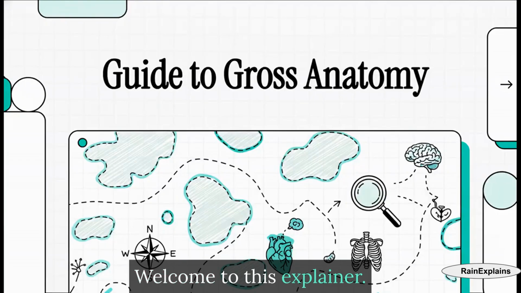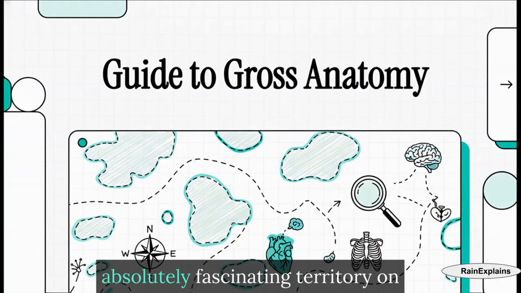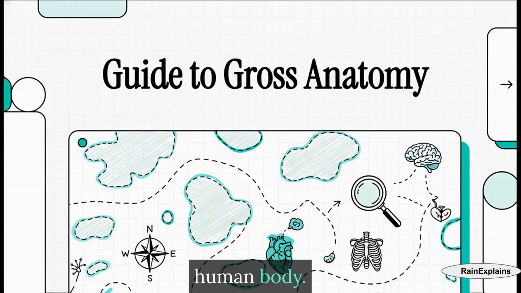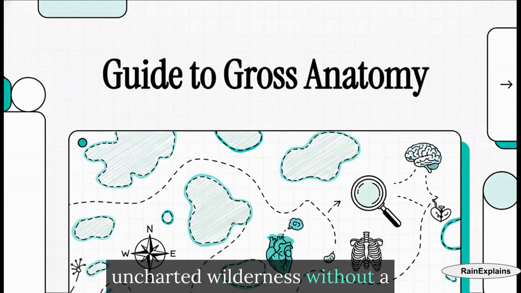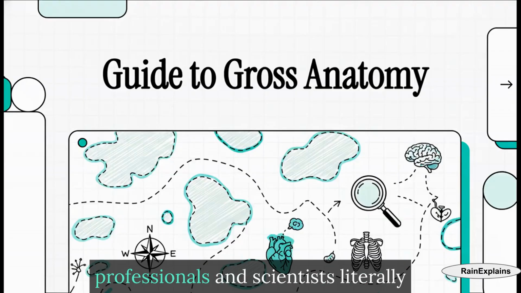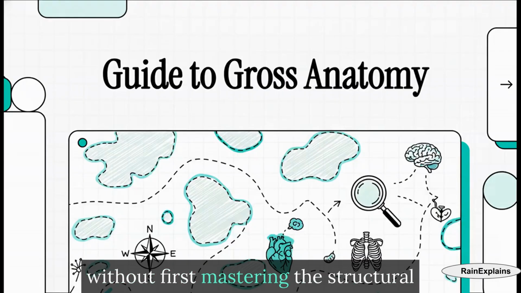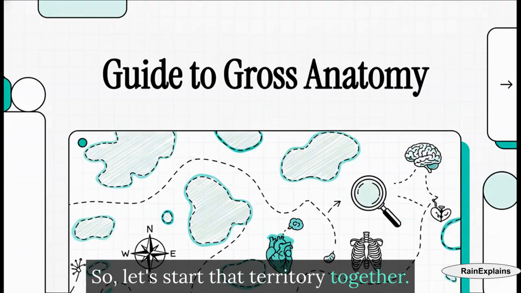Welcome to This Explainer. Today, we're going to act like map makers exploring the most complex, absolutely fascinating territory on Earth, the structural blueprint of the human body. Think about it. You wouldn't just wander off into some uncharted wilderness without a compass and a map, right? Well, in the exact same way, medical professionals and scientists literally cannot understand human health without first mastering the structural layout of our biology. So, let's chart that territory together.